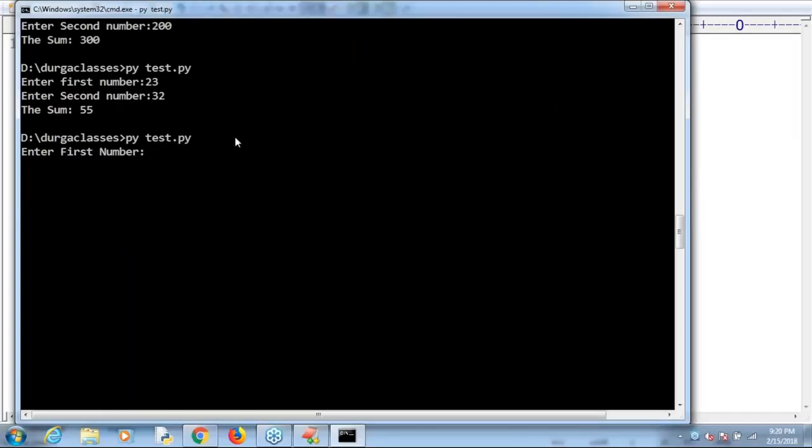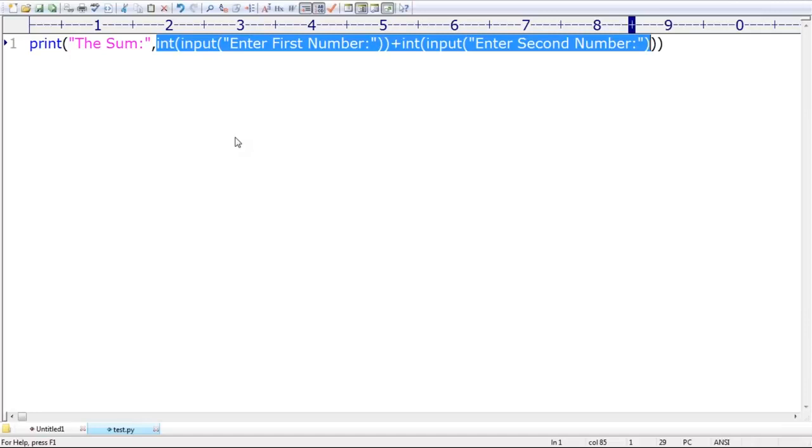Can you please give some numbers? I'm taking 777 and 888. Now observe: 1665. Clear, right? So this is how to read data from the keyboard using the input function. In the interview room, if anyone asks the difference between raw input and input, say raw input was in Python 2, but not in Python 3.